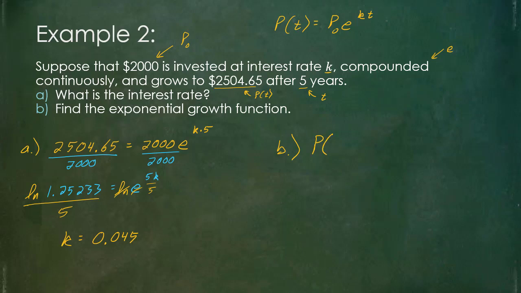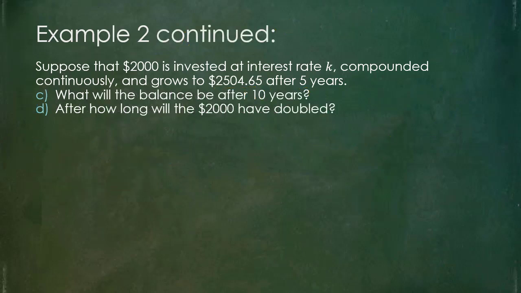So part B now wants us to actually set up what is that growth function. So that's going to be P of t equals, still use the initial investment, then times e to the k, which I just solved for, 0.045, and then t. So notice I replaced the t and the amount, so kind of the last two things the problem gave me, to be able to come up with my general formula.